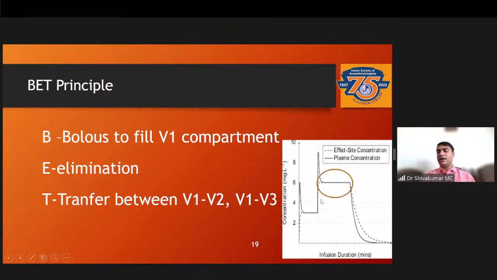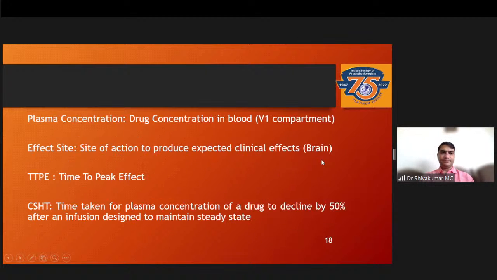So this is the steady state level between the effect site and the plasma site targeting. The plasma concentration is, as you know, the drug concentration which is present in the plasma. That is the V1 compartment. The effect site is the site of action to produce the expected clinical effects. So our site of interest is the brain, the CNS. So TTP is the time to peak effect.